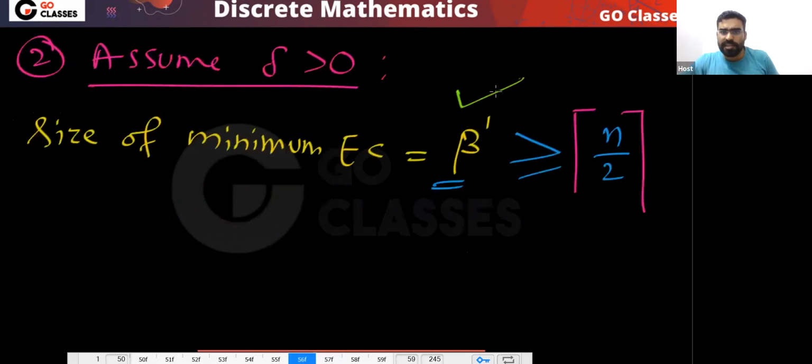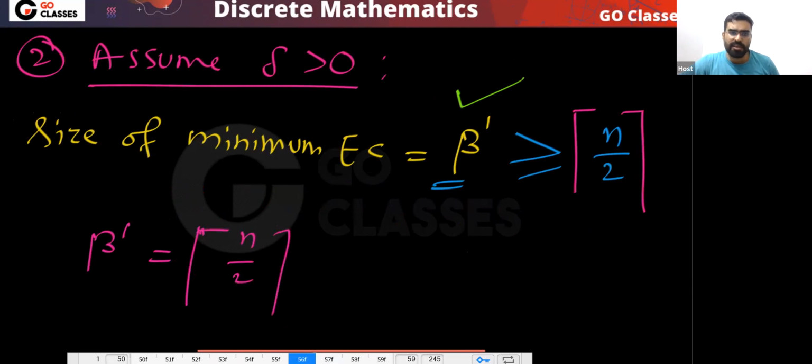So remember, this beta dash should be greater than or equal to n by 2 ceil. Can I say that beta dash is equal to n by 2 ceil? Can I say this?